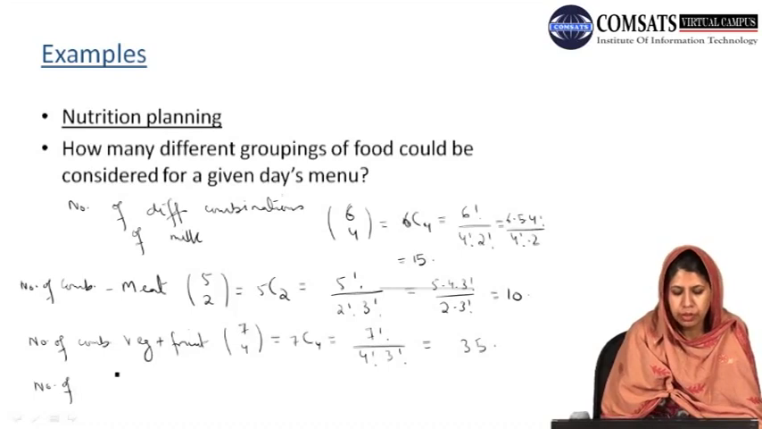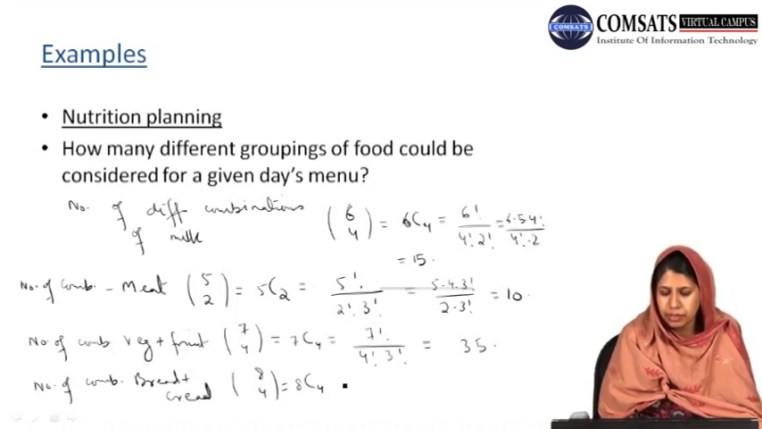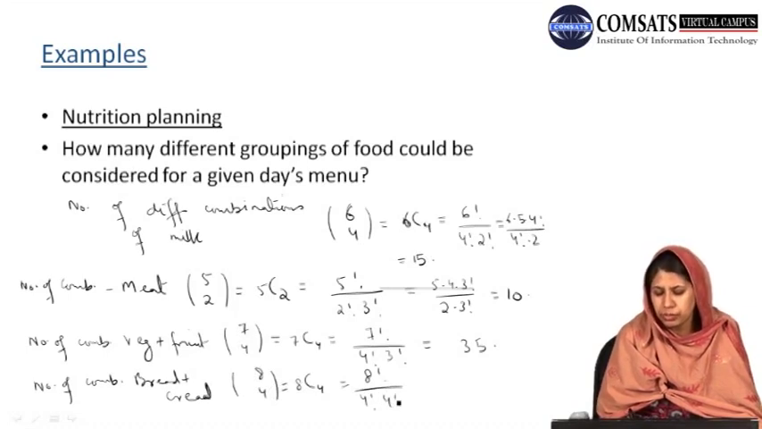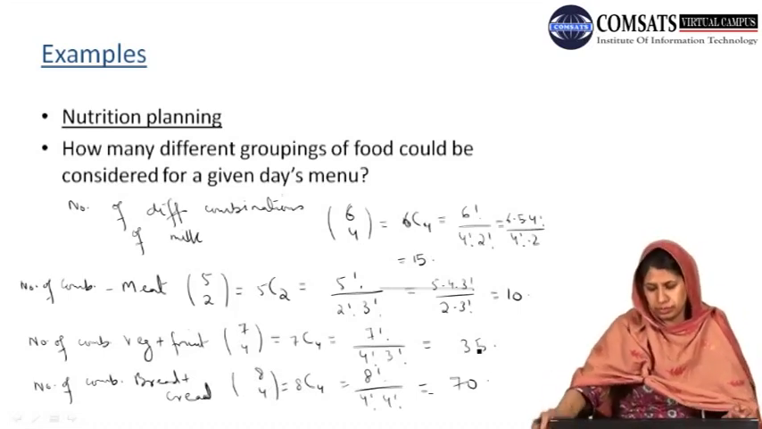Now the number of combinations from the bread and cereal section will be equal to 8C4, that is, 8 items and 4 servings, will be 8 factorial over 4 factorial into 8 minus 4, which is 4 factorial, and simplifying we obtained 70 possible combinations.